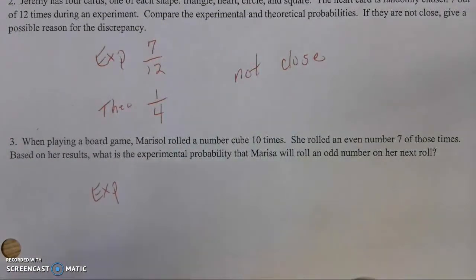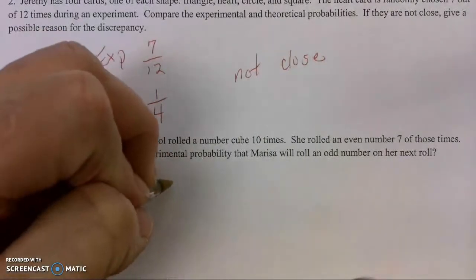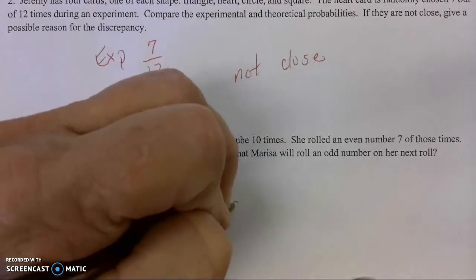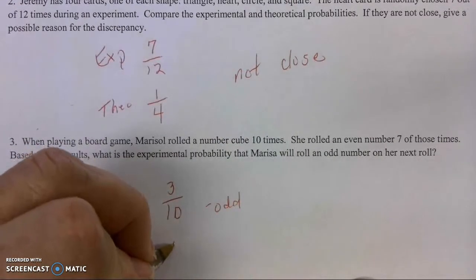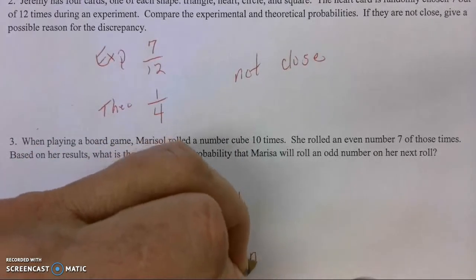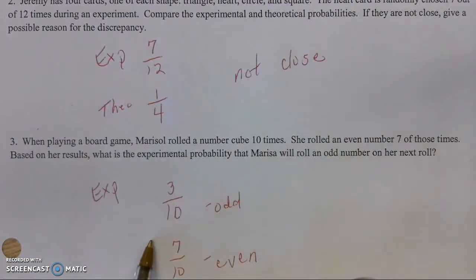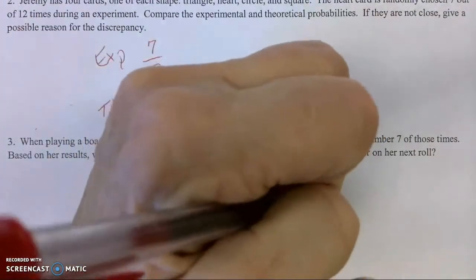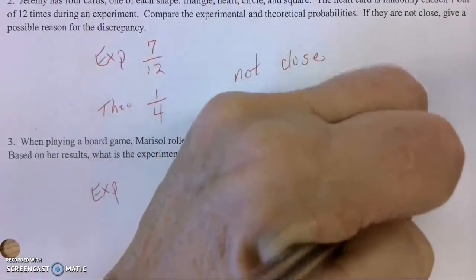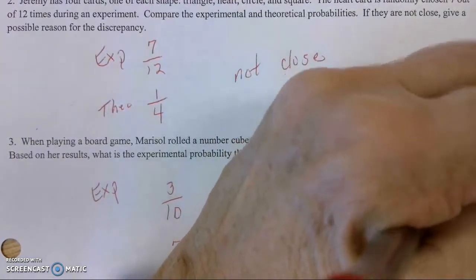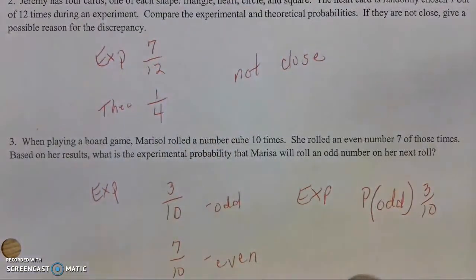Okay, so if she rolled an even number 7 out of 10, that means that 3 out of 10, it was an odd number. All right, 7 out of 10, it was even. So experimentally, the probability of her roll being an odd is going to be 3 out of 10.